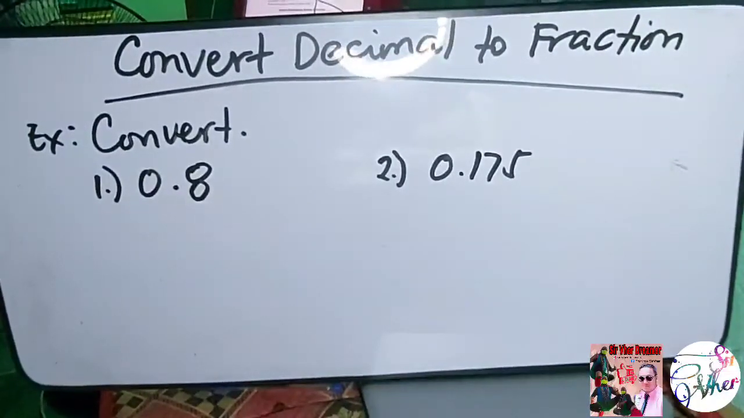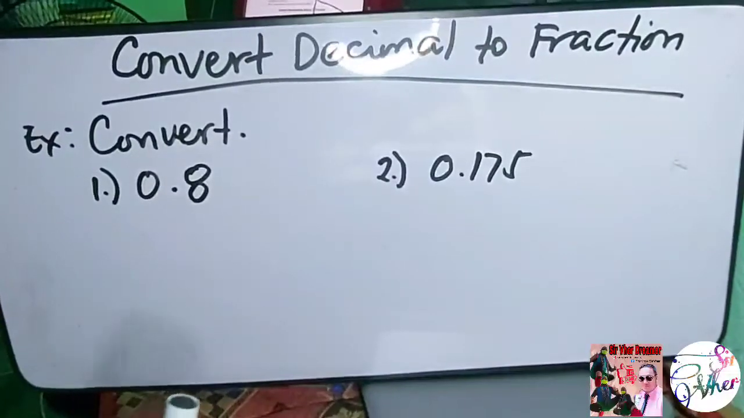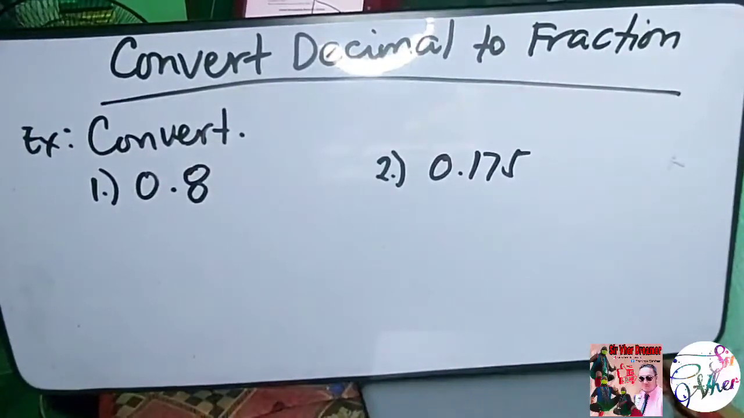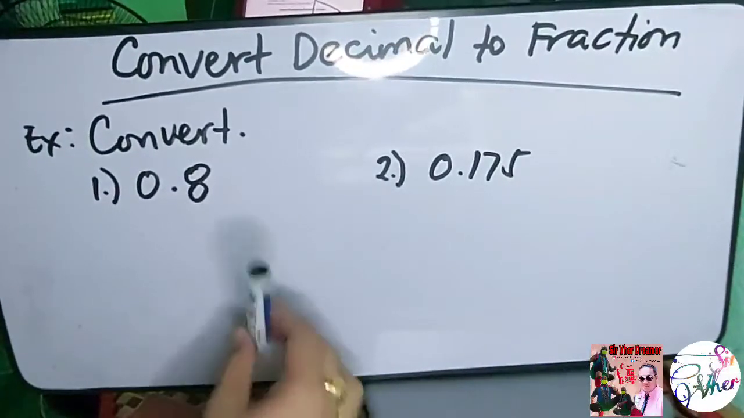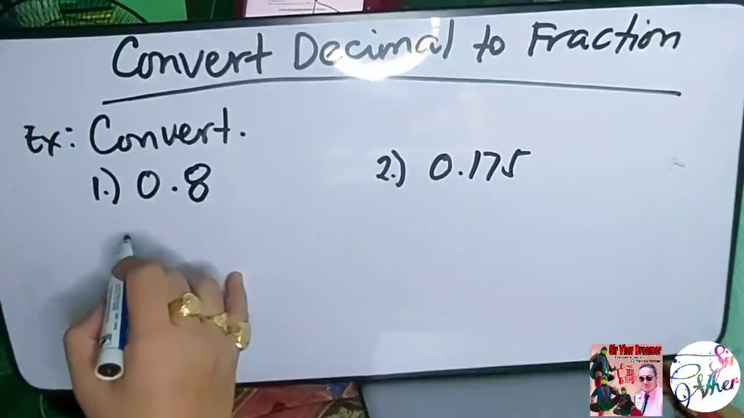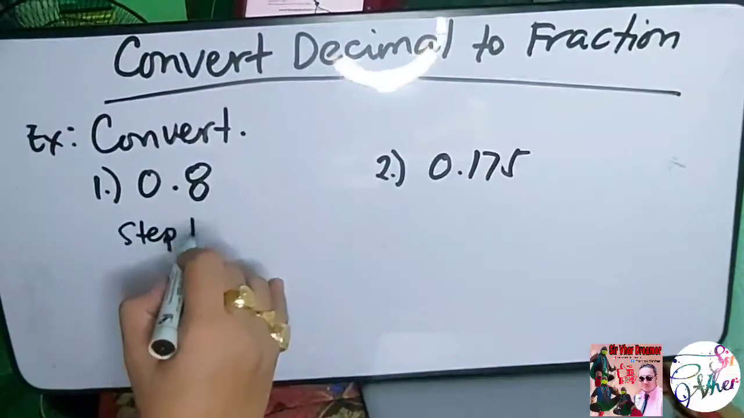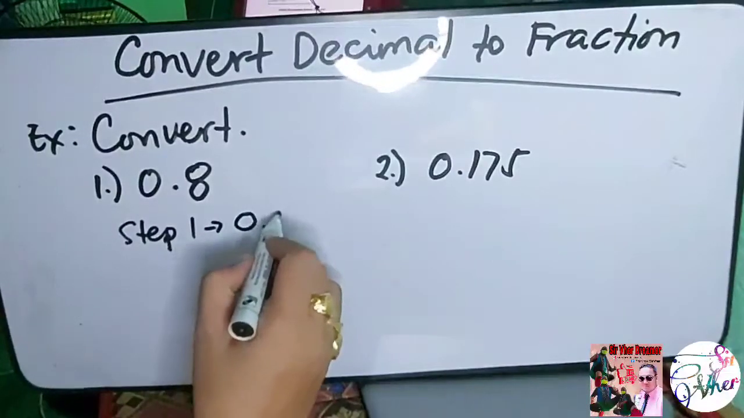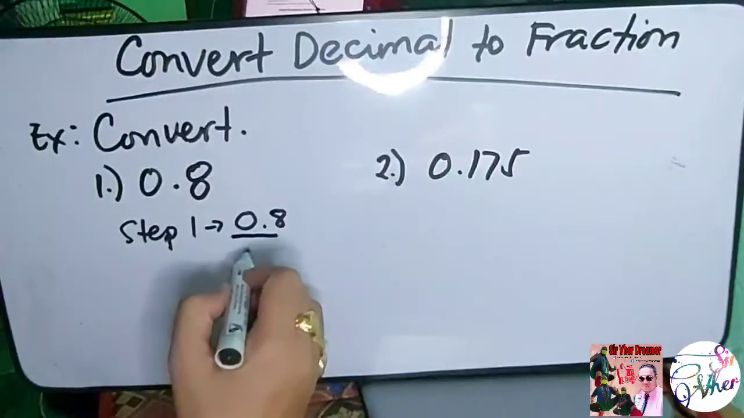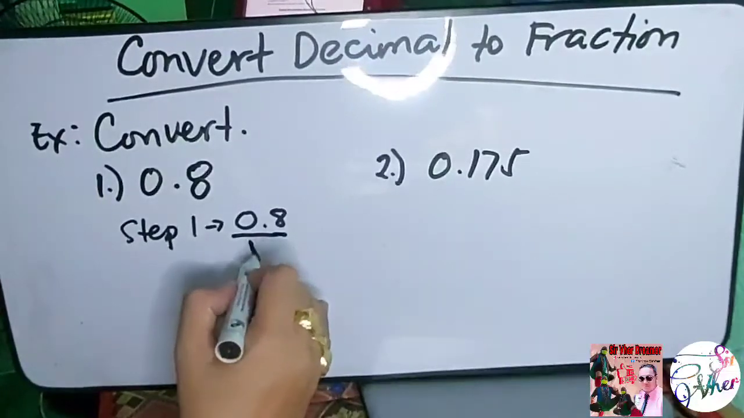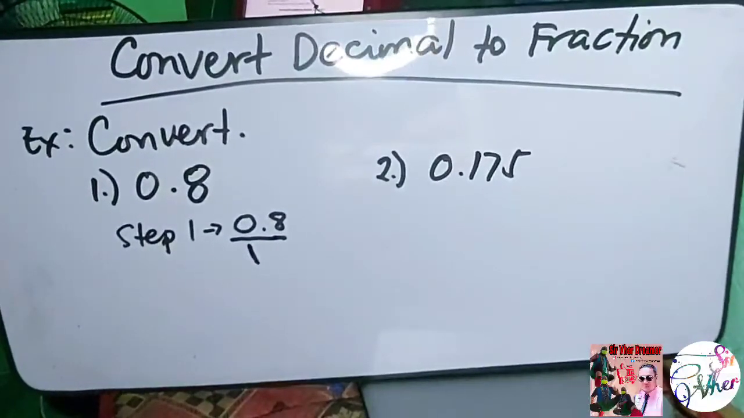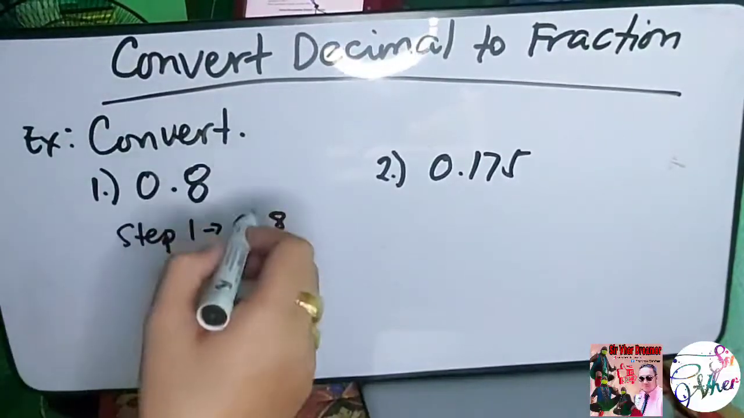0.8 or 8 tenths. Let's convert to fraction. We are going to take note of the place value of the digit. Number 1, 0.8 is read as 8 tenths. So step 1, you are going to write 0.8 over 1. Take note of that. Always over 1 to make it a fraction, but still decimal.